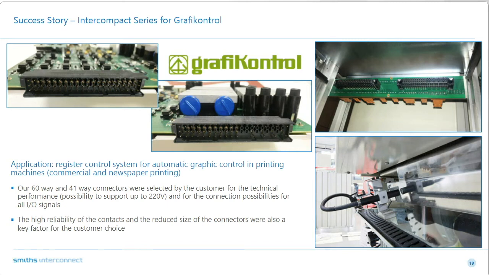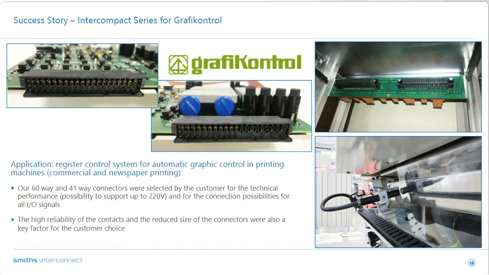Graphic Control is an Italian company. They have been happy to use our connector for many years, and they rely on Smiths product to control the printing process and to ensure high quality resolution in their system. For a new project, Graphic Control needed to reduce the size of the rack by integrating multiple signal and power supply. In this equipment, all the boards are stressed by continuous handling and vibration. The customer's application is the Register Control System for Automatic Graphic Controlling Printing Machine, used to produce newspapers and magazines and to control the process.